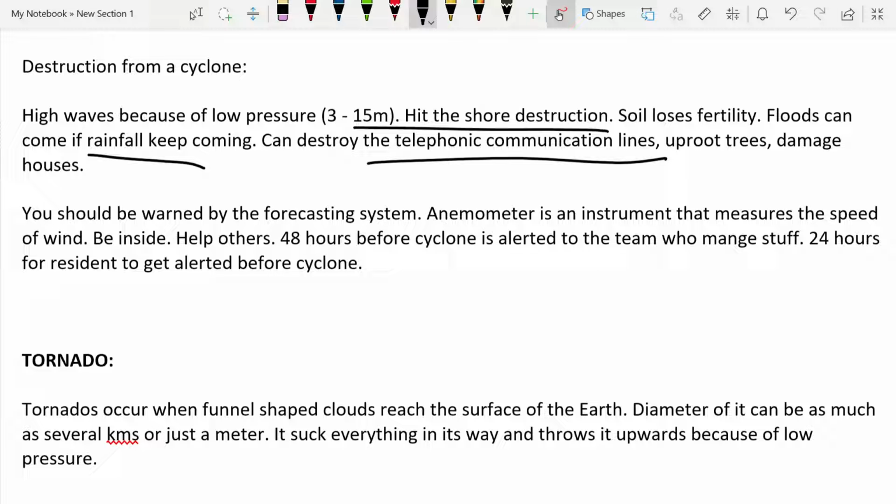An anemometer is an instrument that measures the speed of wind. Be inside, help others. 48 hours before a cyclone, the teams who manage the cyclone and the weather forecasting systems are alerted, and 24 hours before, residents get alerted.